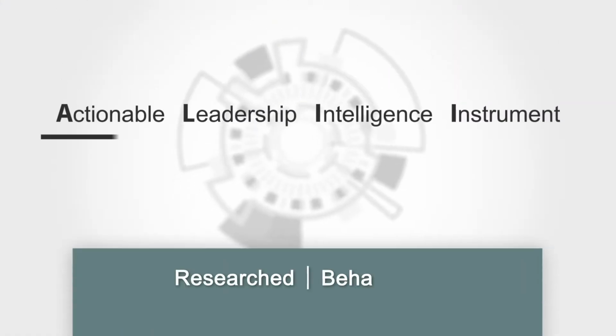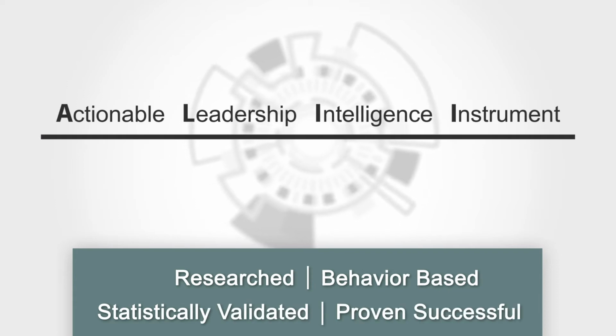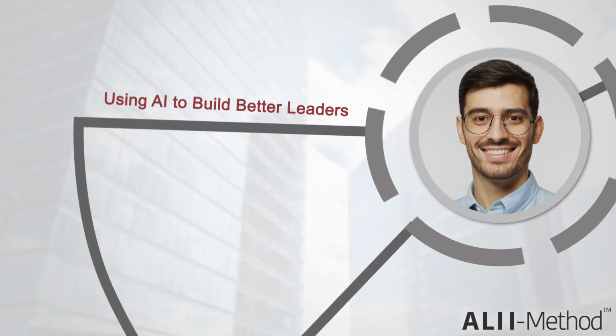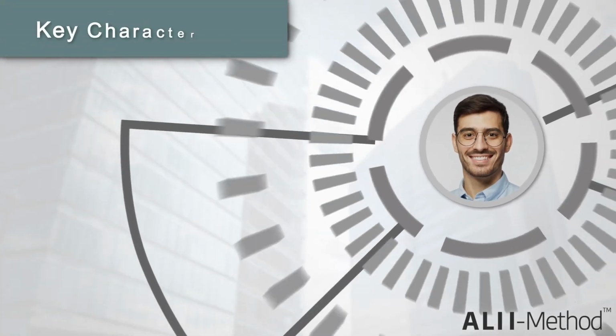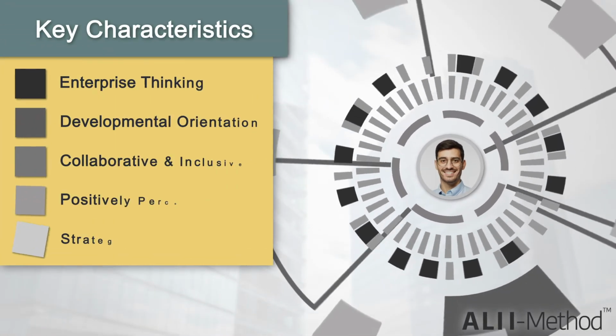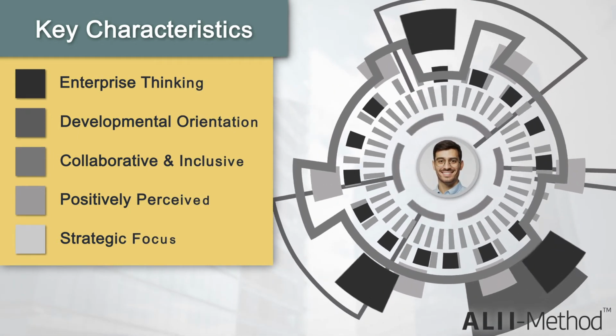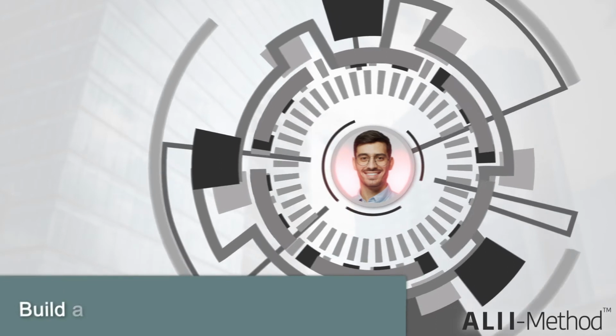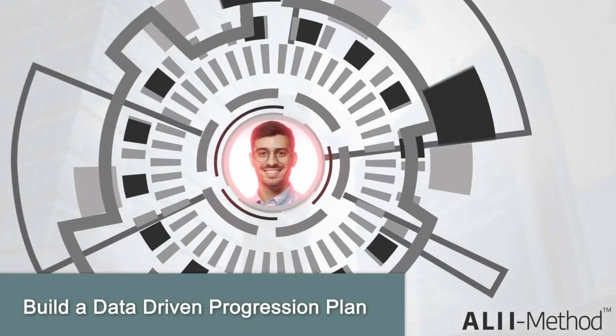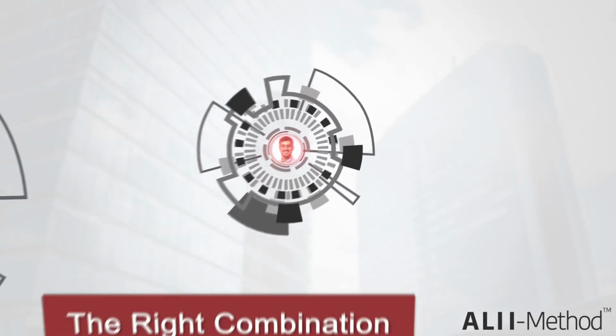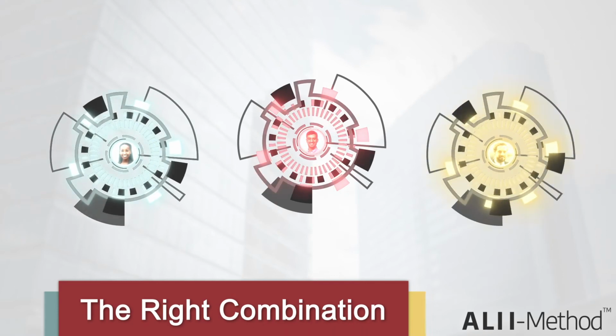It starts with our Actionable Leadership Intelligence Instrument, or ALLI for short. Integrating artificial intelligence, the ALLI map reports how perceived leadership behaviors are affecting the organization, identifying specific areas for development. Understanding your team's key leadership behaviors allows you to build a data-driven progression plan and determine the right development combination to engineer a high-performing company.